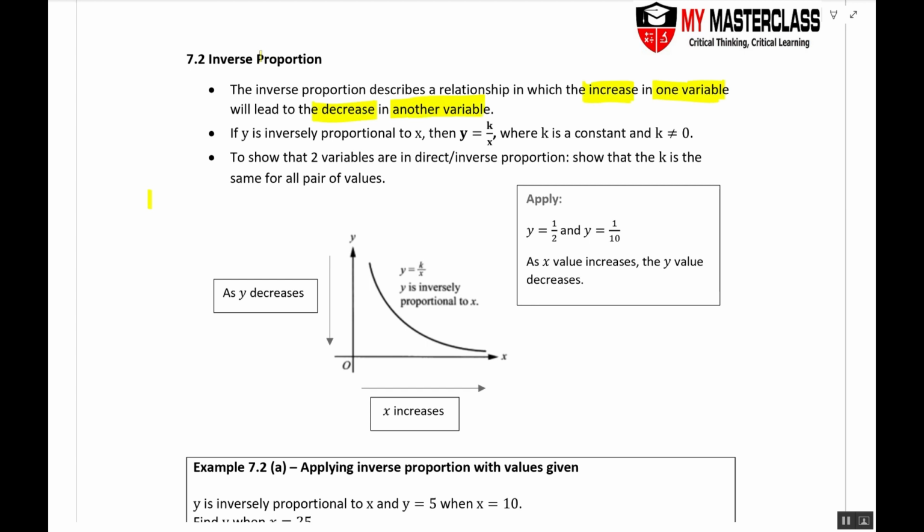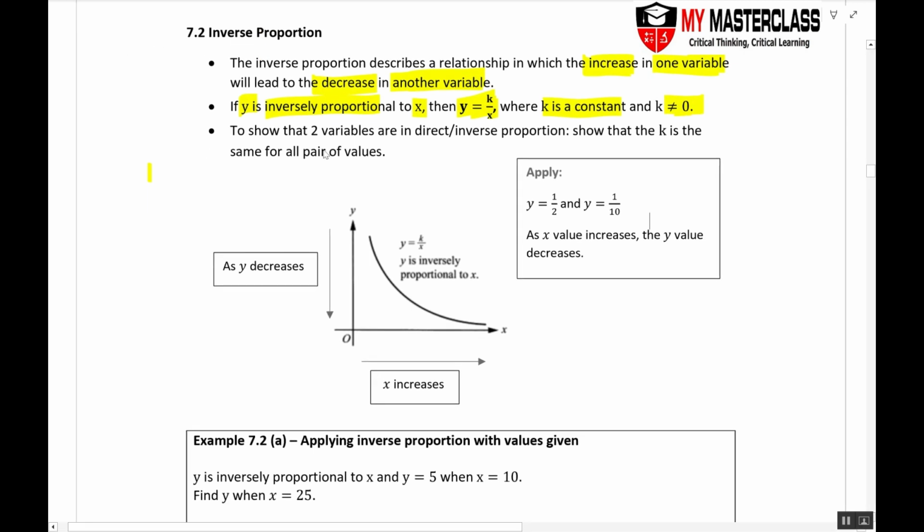The only difference for inversely proportionate, so if y is inversely proportional to x, instead of writing y equals kx, now it is y equals k over x. Same thing, where k is a constant and cannot equal 0. Key point here: to show that two variables are in direct or inverse proportion, all you need to do is to show that k is the same for all pairs of values.